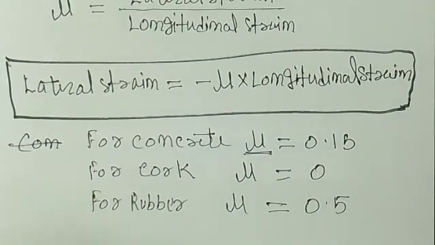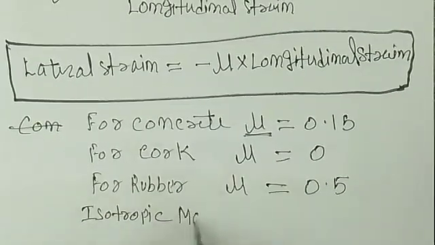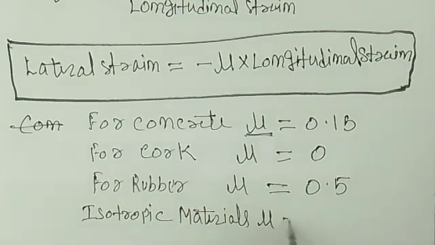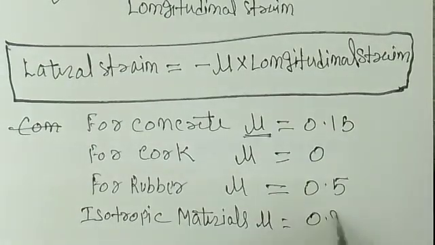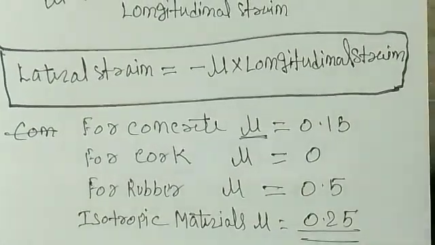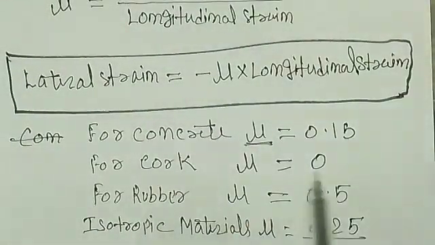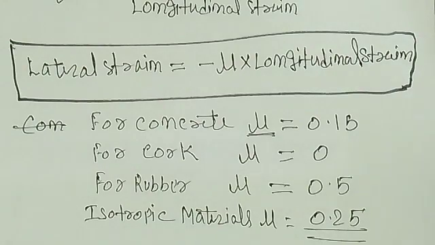Fourth, you have an isotropic material. An isotropic material is one whose Young's modulus is the same in all directions. For isotropic materials, mu is equal to 0.25. So for concrete the Poisson ratio is 0.15, for cork it is 0, for rubber it is 0.5, and for isotropic material it is 0.25.